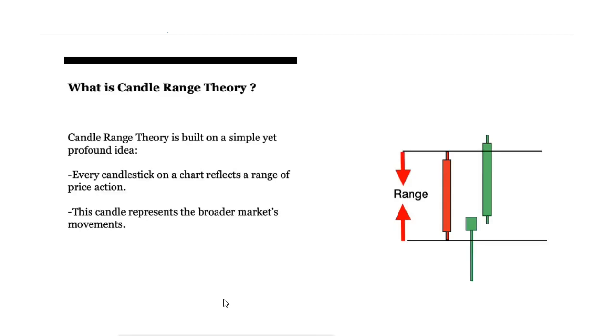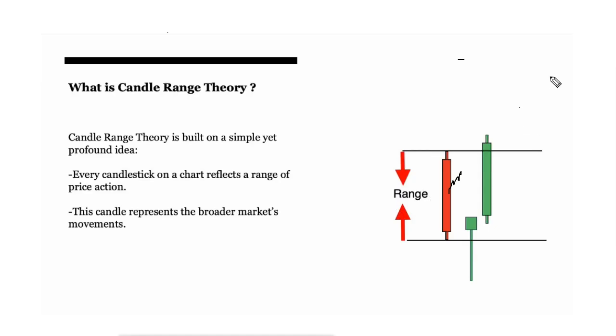Every candlestick on a chart reflects a range of price action. This candle represents the broader market movement. This is what you need to understand. Every candlestick you are seeing on your chart represents a range. So the moment you understand, and that's one thing with the CRT pattern, you are trading a range, but you are not just trading an ordinary range, you are trading a range that matters.